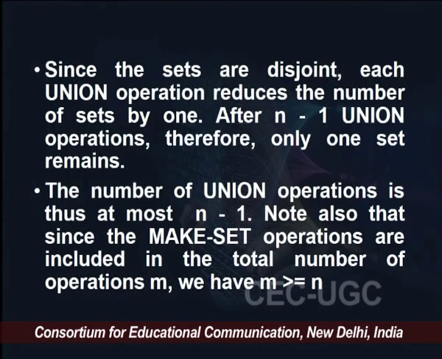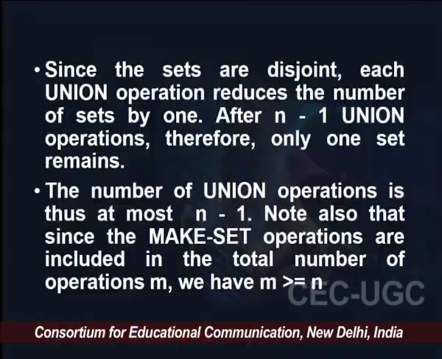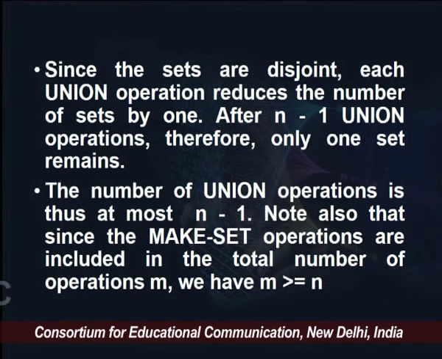Now, since the sets are disjoint, each union operation is going to reduce the number of sets by 1. So, let us say we are taking the sets S1 and S2; when they are joined there will be only one set. Earlier there were 2, now it is 1. Now, let us say we are joining n number of elements. After n minus 1 union operations there is going to be only one set which remains.